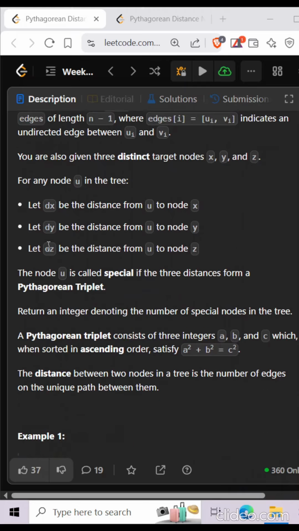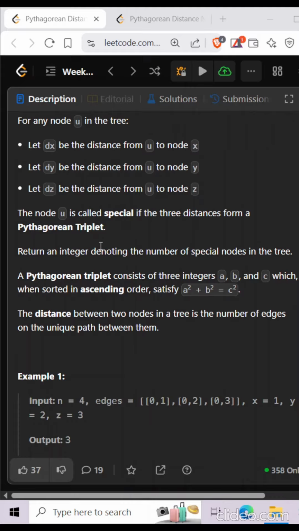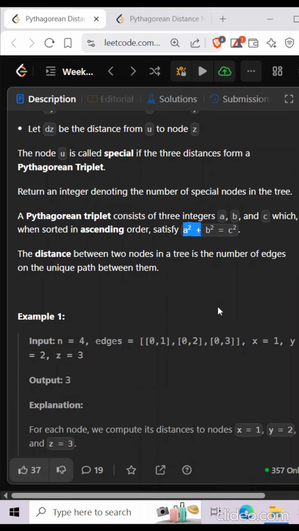We are given that dx, dy, and dz are the distances of a particular node from x, y, and z respectively. What we need to do is, after we get the distances, sort them. Since a, b, c are in sorted order, basically these are the dx, dy, dz only. And we have to see whether a square plus b square is equal to c square or not. And if it is, how many of them are like this? So we have to tell.